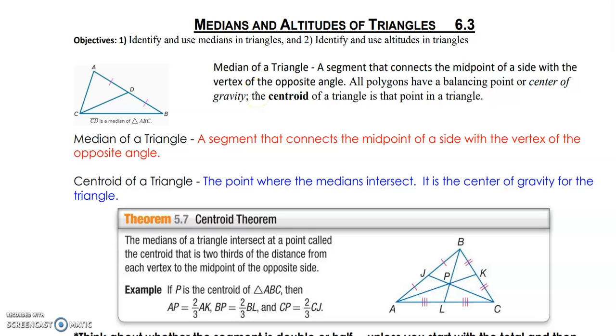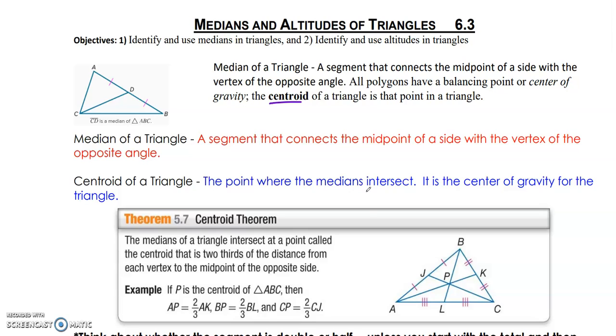In this lesson 6.3, we're going to take a look at medians and altitudes. Median, remember, is kind of in the middle, and we have altitudes, kind of a separate thing, but we're going to look at both. But what a median makes is what's called a centroid.